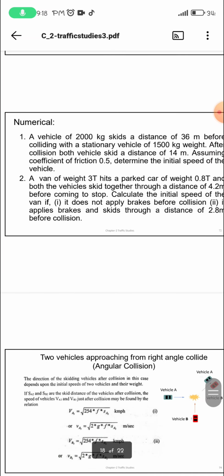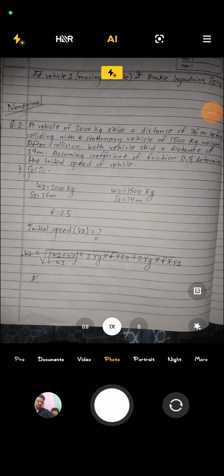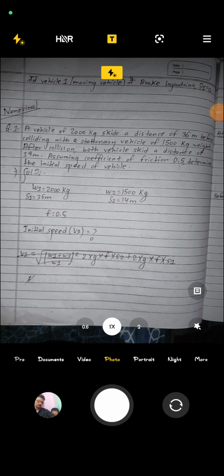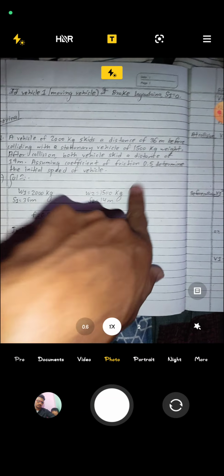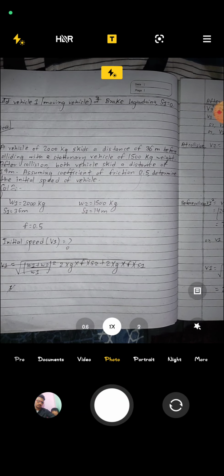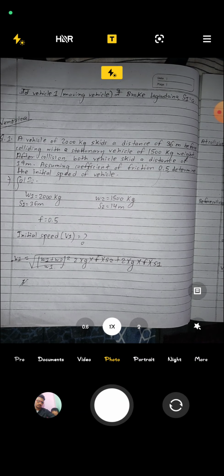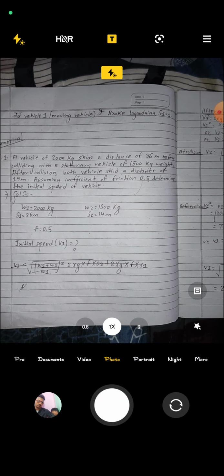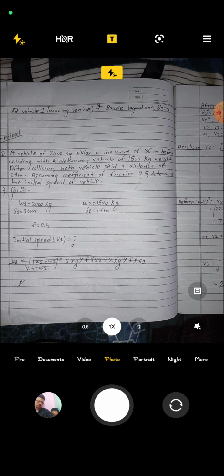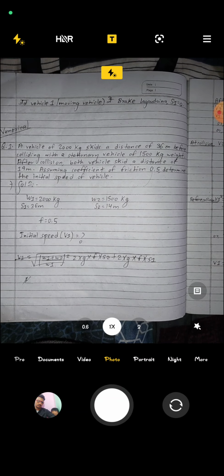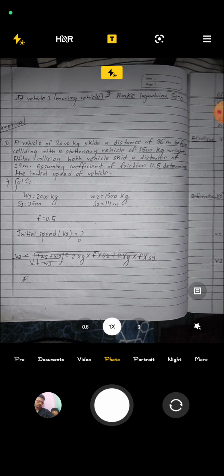So now there is a question. So this is the question. A vehicle of 2000 kg skids a distance of 36 meters before colliding with a stationary vehicle of 100 kg weight. After collision, both vehicles skid a distance of 14 meters, assuming coefficient of friction 0.5. Determine the initial speed of vehicle.